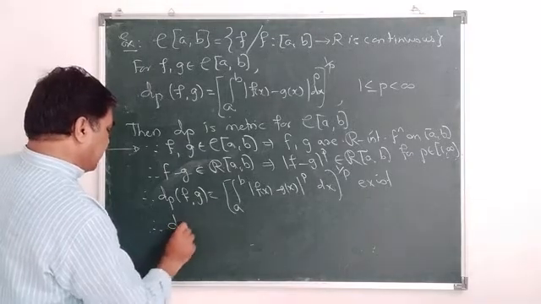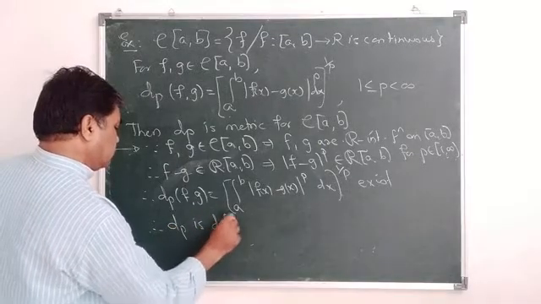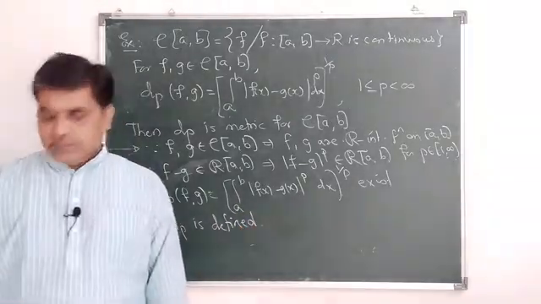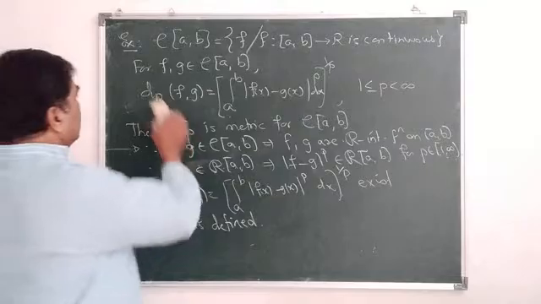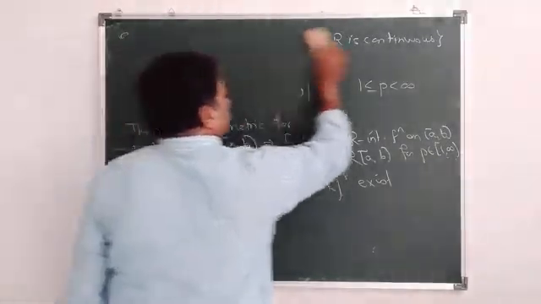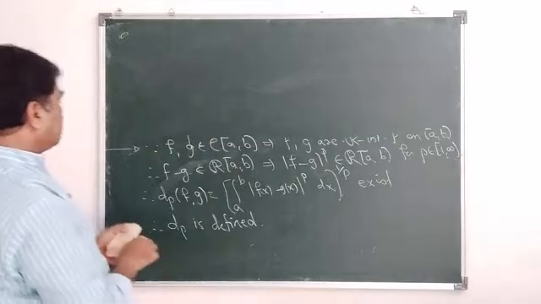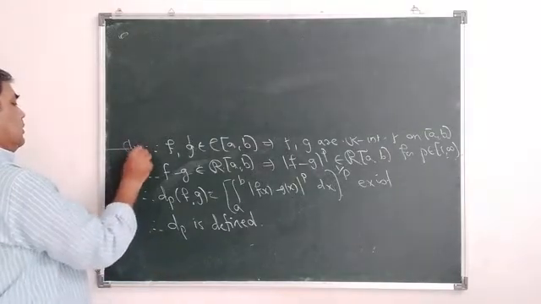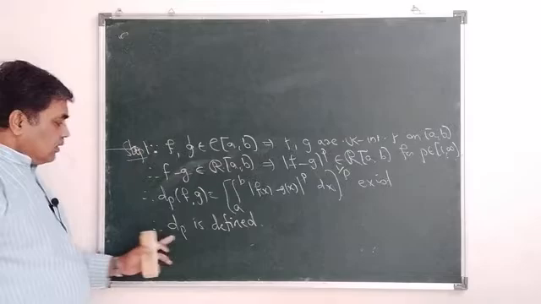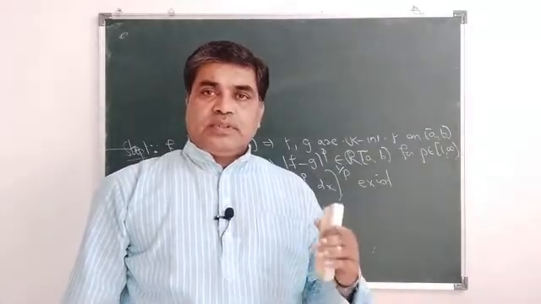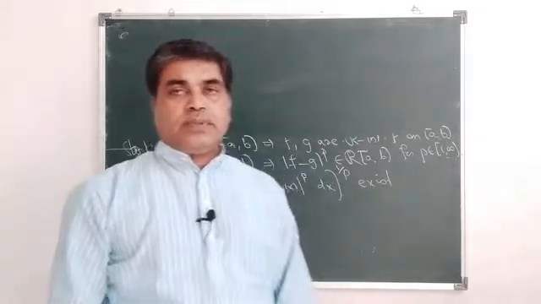Therefore dp is defined. Now we have to verify the axioms. This is our step 1. What is step 1? dp is a defined function from C[a,b] cross C[a,b] to the set of real numbers.